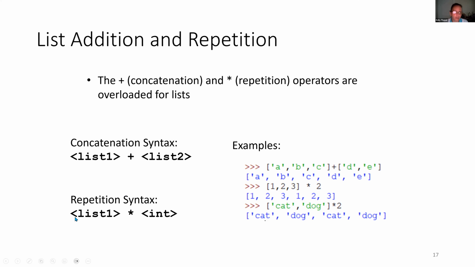We can also do repetition, so you'd have list 1 times some integer. So here we have 1, 2, 3 times 2, and what it's going to do is repeat the contents of that list and put them all into the same list. Here's another example of it, cat and dog times 2, so it will again make the contents repeated that many times and they will be in a single list.